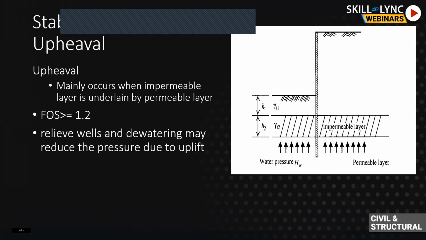You can see upheaval here. If you see the photograph, an impermeable layer is in between two permeable layers. If below the excavation surface there exists a permeable layer underlying an impermeable layer, the impermeable layer has a tendency to be lifted by water pressure from the permeable layer. We generally prefer a factor of safety of 1.2. So how can we contain this kind of instability? Relief wells and dewatering may reduce the pressure due to uplift.